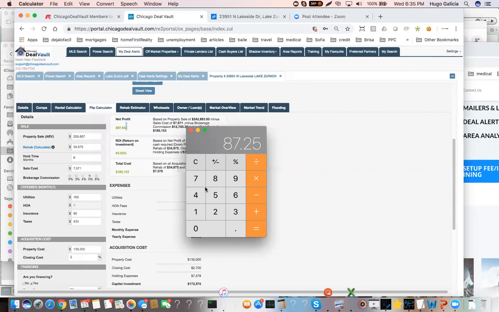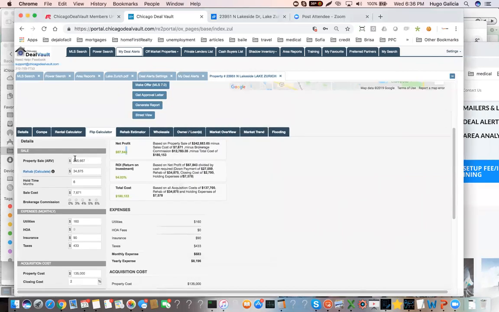Does that make sense? So that is why we chose to put it in the MLS this week for sale. Now, this is the ARV that we came up with.